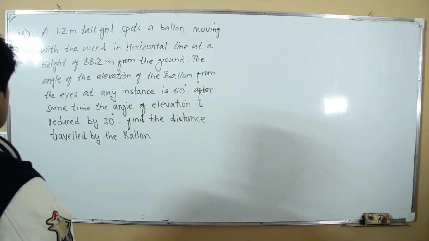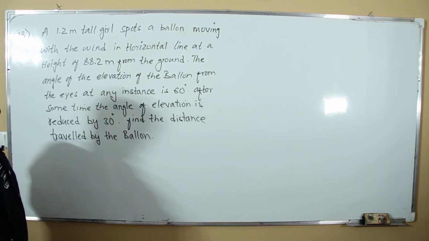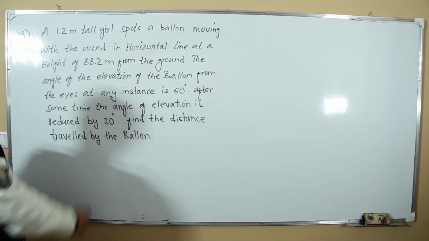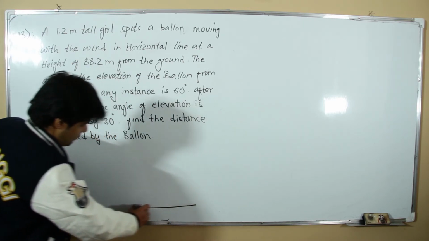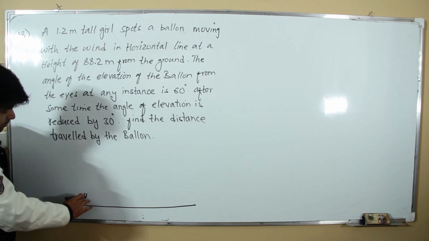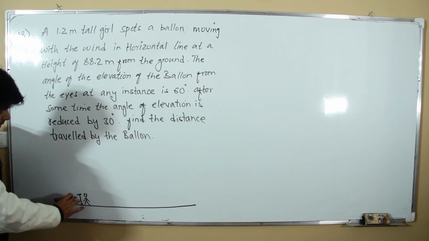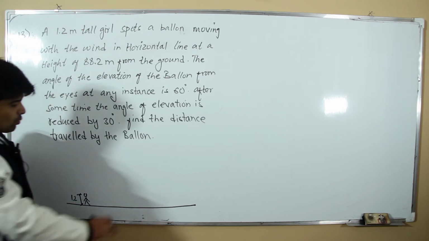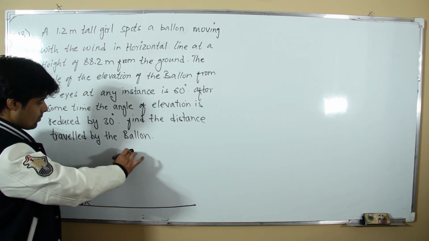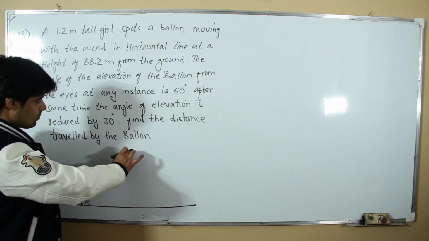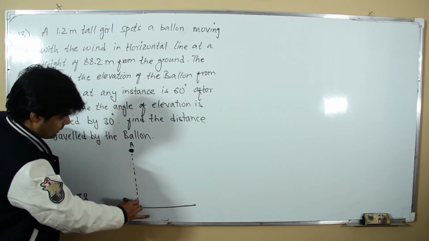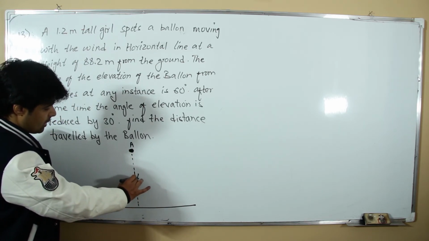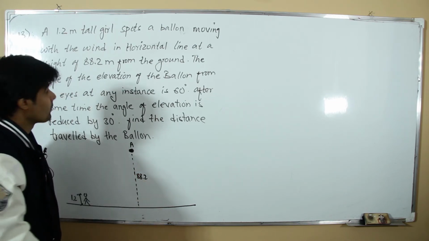Question number 13. A 1.2 meter tall girl spots a balloon moving with the wind in a horizontal line at a height of 88.2 meters. What does it mean? It means, suppose this is our ground. There is a small girl whose height is 1.2 meters. We have a balloon here. This balloon is located at A and the height from the ground is 88.2 meters.